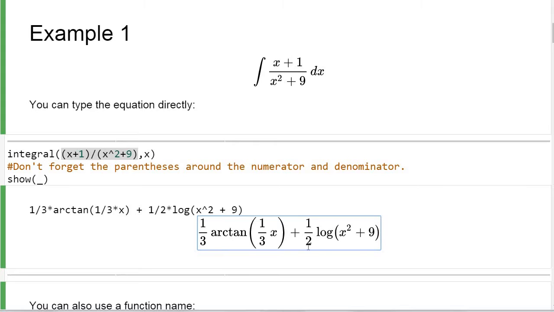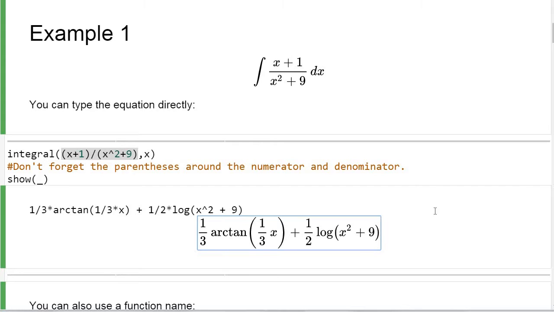Another comment here, the log in Sage, remember, is the natural logarithm or log base e. Normally, in your graphing calculator, log means log base 10 or common logarithm. Not so in Sage. So just remember that log in Sage means natural logarithm.